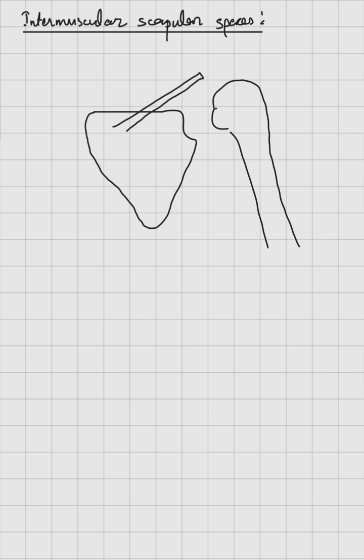So we have muscles like the teres minor muscle, which comes from the lateral border of the scapula to the humerus like this. This is the teres minor muscle. Now we have the teres major muscle also, coming like this.